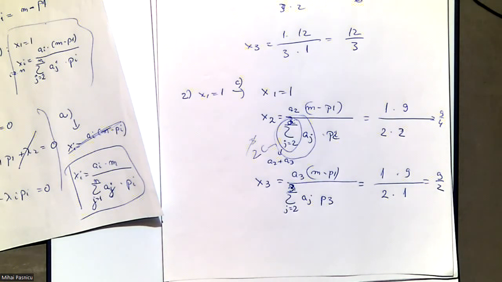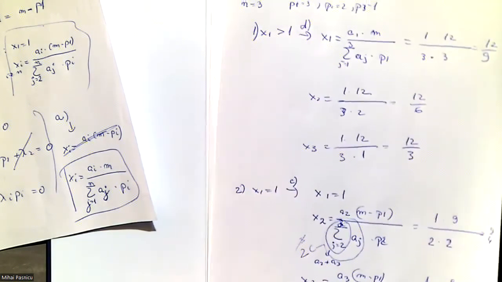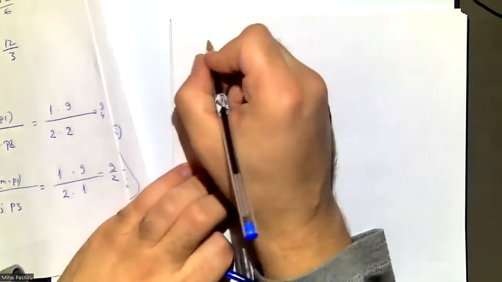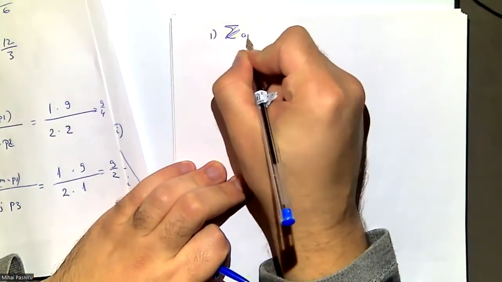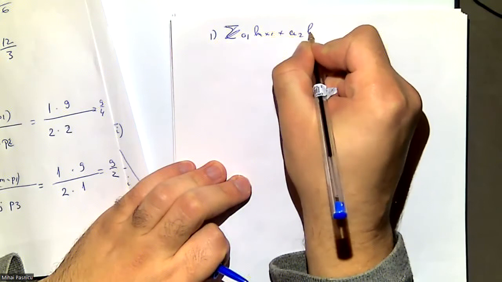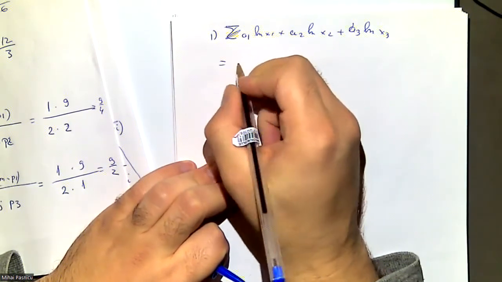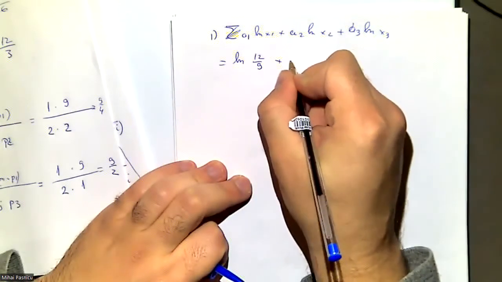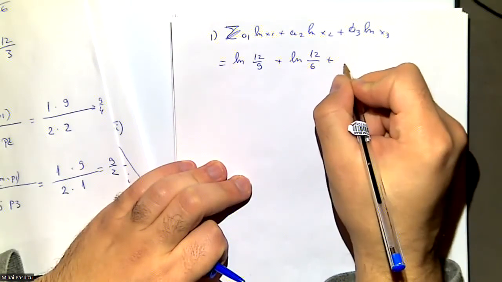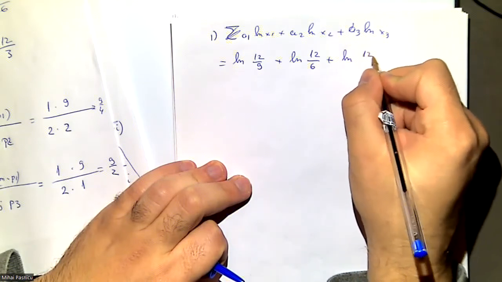So the way you check which solution is good, okay? Right now, in this case, I have 2 solutions. I have this case solution and this case solution. The ugliest part of this problem, which I personally hate, is you have to plug in these values in your function and see which one gives you a bigger value. So what do I mean by this? In case 1, I have the sum of a1 log of x1 plus a2 log of x2 plus a3 log of x3. And this is equal to log of 12 over 9 plus log of 12 over 6 plus log of 12 over 3. Sure, it makes sense.